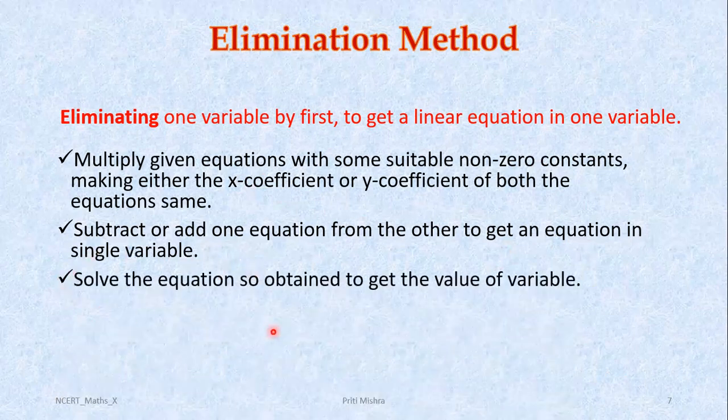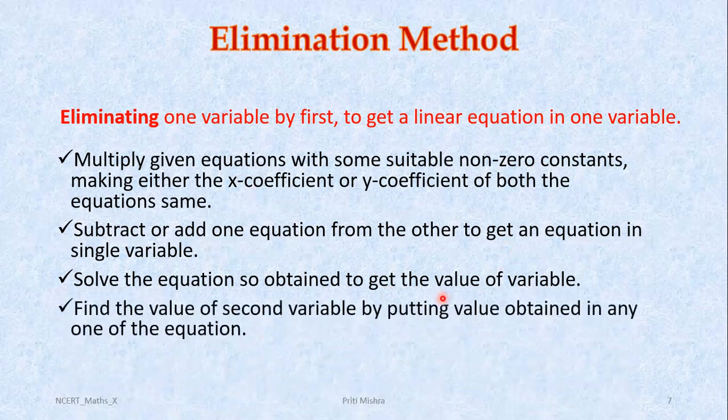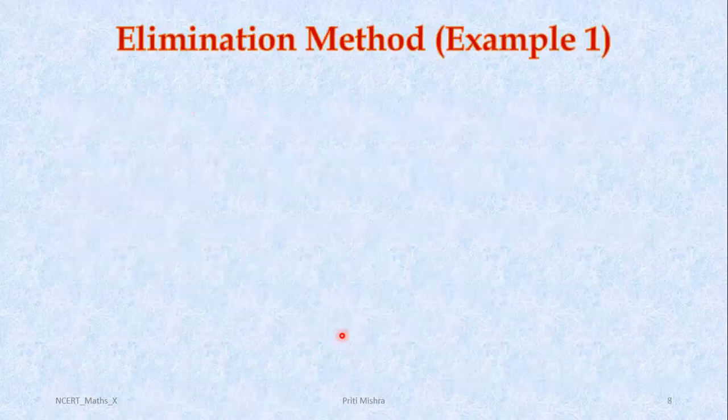So solve the equation to get the value of one variable, and then after putting that value in any of the pair of linear equations, we will be able to find out the value of the other variable. So this is the next step. Now let's have some examples for the elimination method.